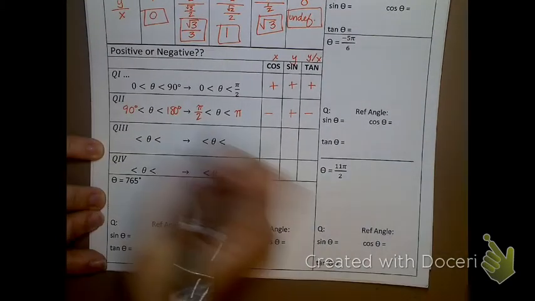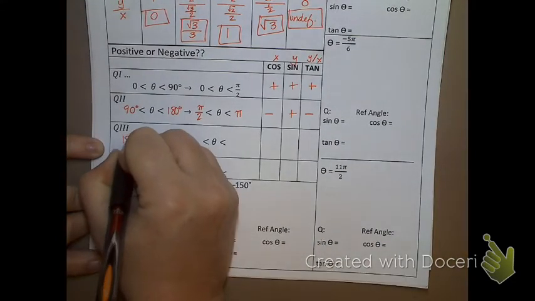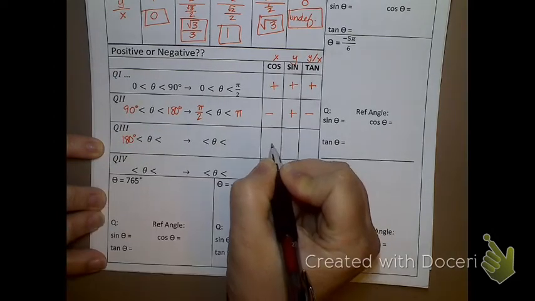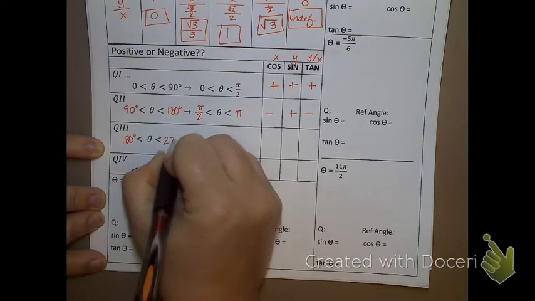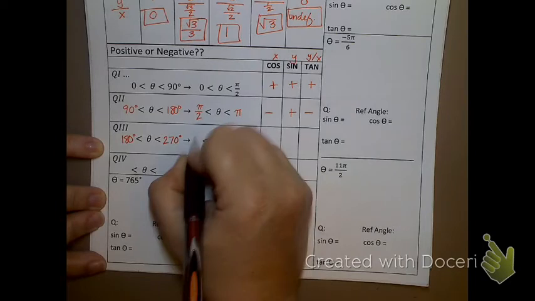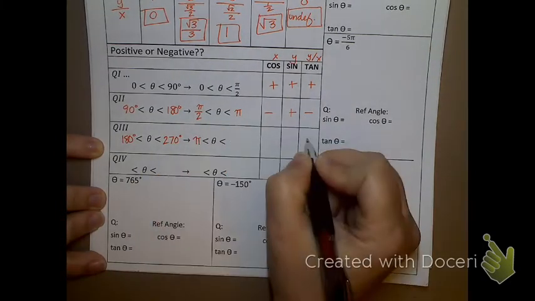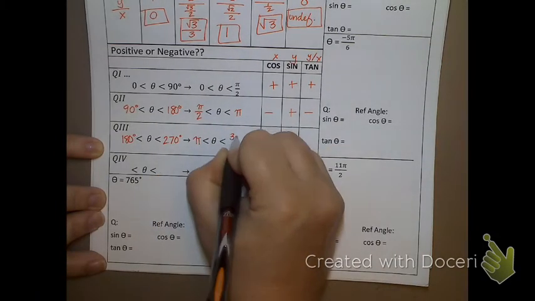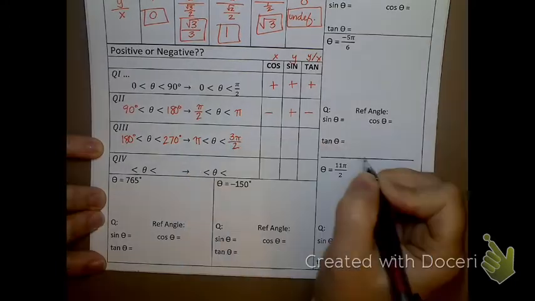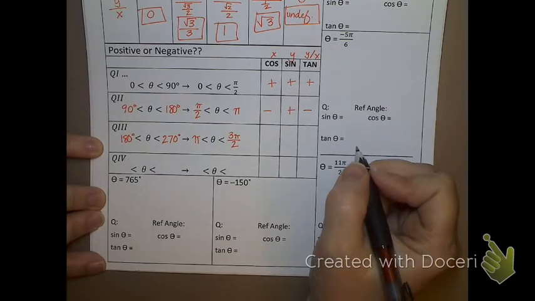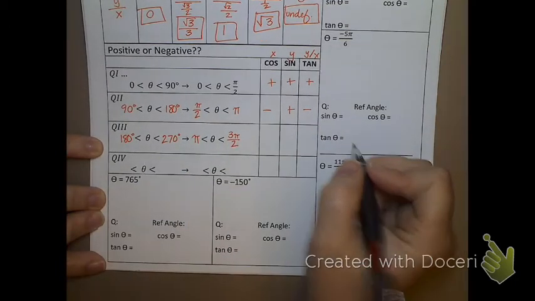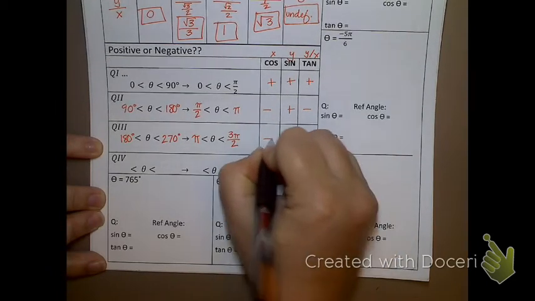Quadrant 3 goes from 180 to what? 270. In radians, that would be pi to what? 3 pi over 2. And in that quadrant, what is positive? Tangent. Everything else is negative.